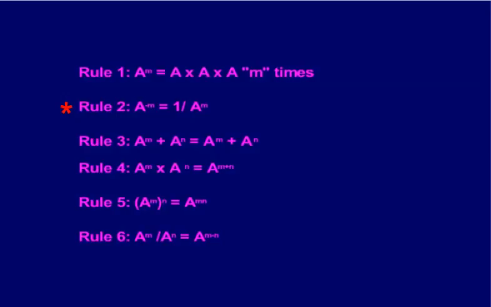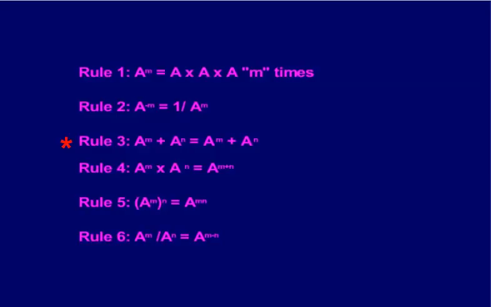Okay, rule number 2. A to the negative m equals 1 over a to the m. Anytime you have a negative exponent, that means there's an exponent in the denominator. Concomitantly, if you see an exponent in the denominator, it's illustrated with a negative exponent. Now number 3 is the most important exponent rule we're going to go over.